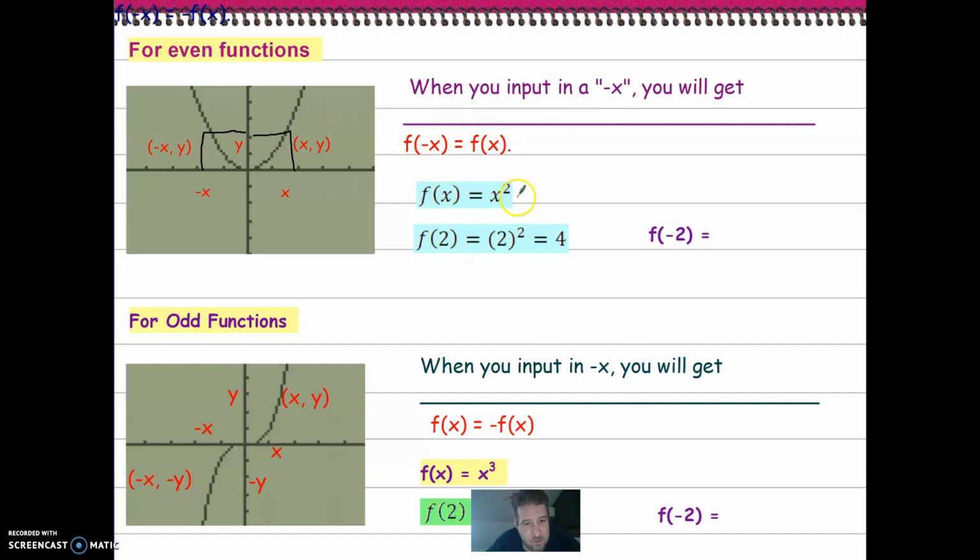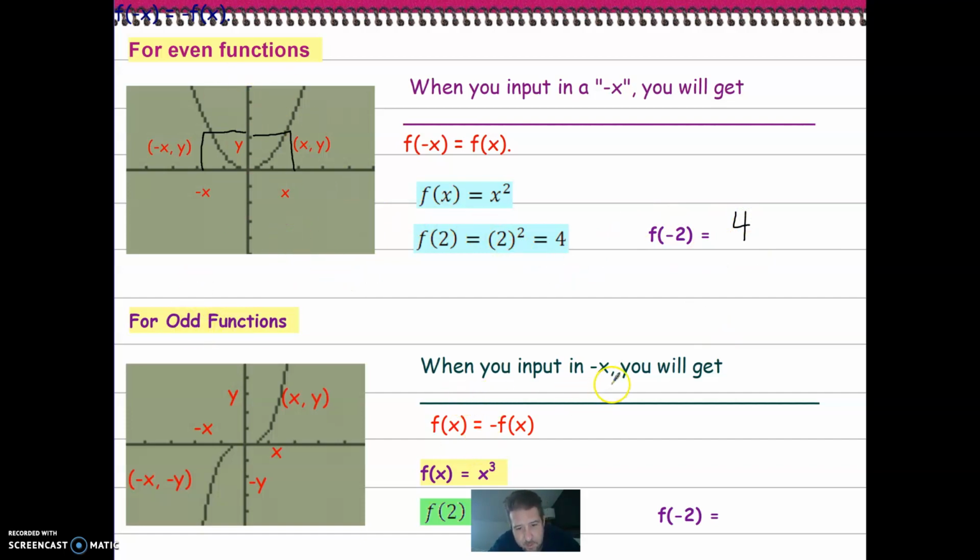So if f of x equals x squared and you decide to put 2 in for x, well, 2 squared is 4. And if you choose to do f of negative 2, you'll also get 4. Negative 2 squared is also 4. It's going to be the exact same answer either way, so that's the way it works for even functions.